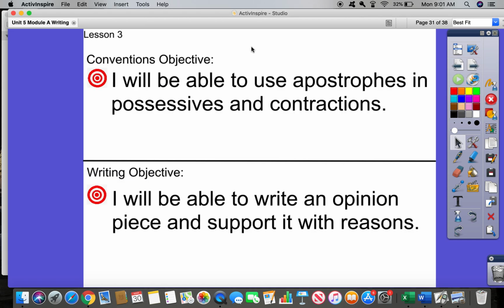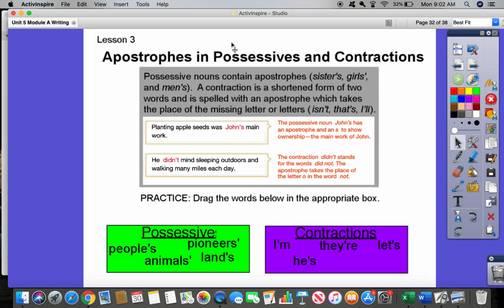Our conventions objective is, I will be able to use apostrophes in possessives and contractions. Our writing objective is, I will be able to write an opinion piece and support it with reasons. So apostrophes in possessives and contractions.